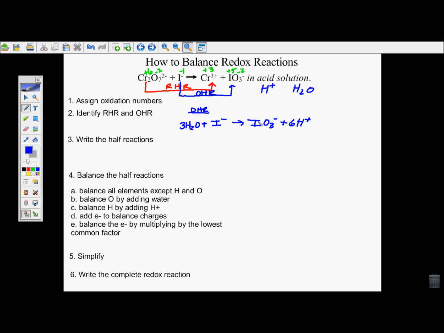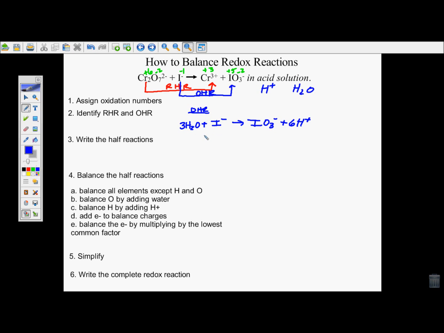Okay, now everything is balanced. So 4D is to add electrons to balance the charges. Now we have more charges to deal with here than we did before because of our addition of water and these ions. So we're going to add up all the charges on either side and see what we've got. Well, water is a neutral molecule, so no matter how many waters you have, it will always be 0, because anything times 0 is 0.